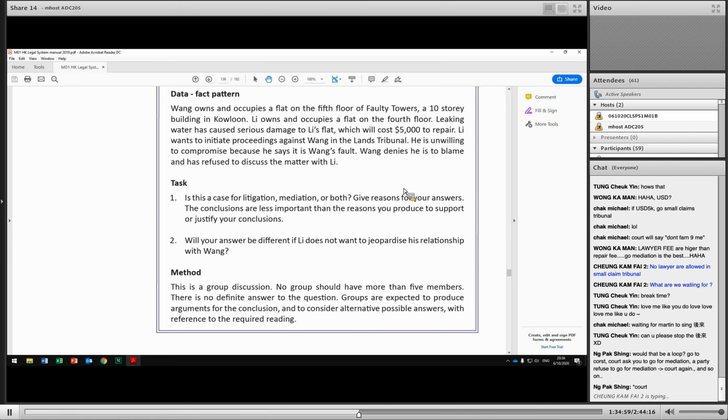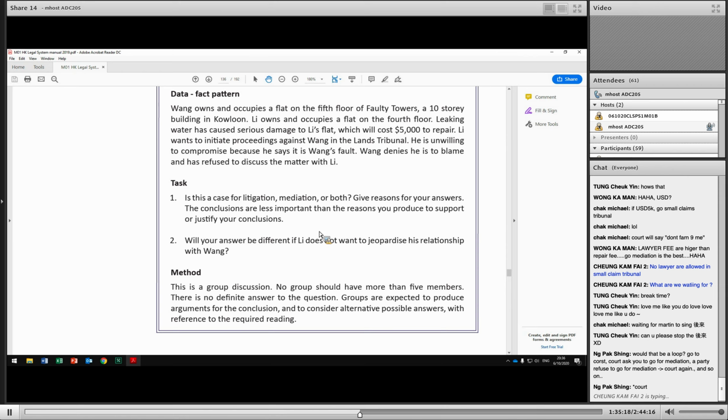Of course, it's much better if they can go to have mediation. But one of the prerequisites, one of the requirements of mediation, is that you have to get the agreement of the other side. So it means that both parties must agree to have mediation.